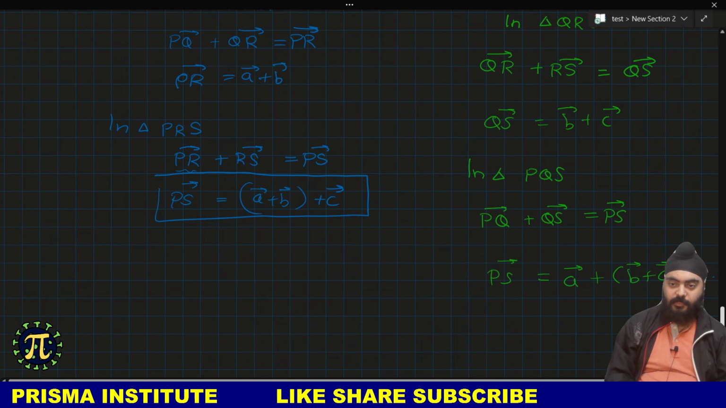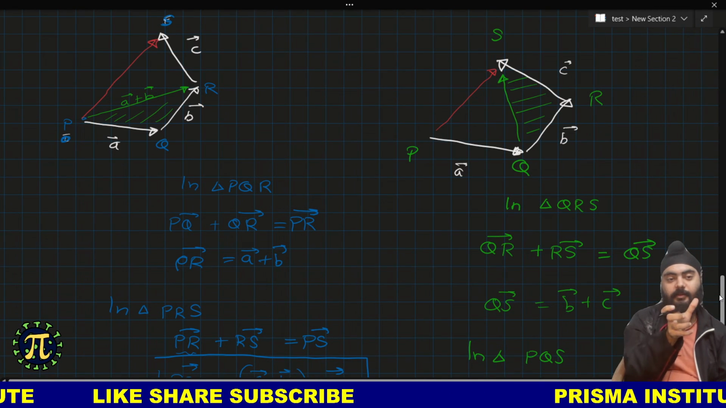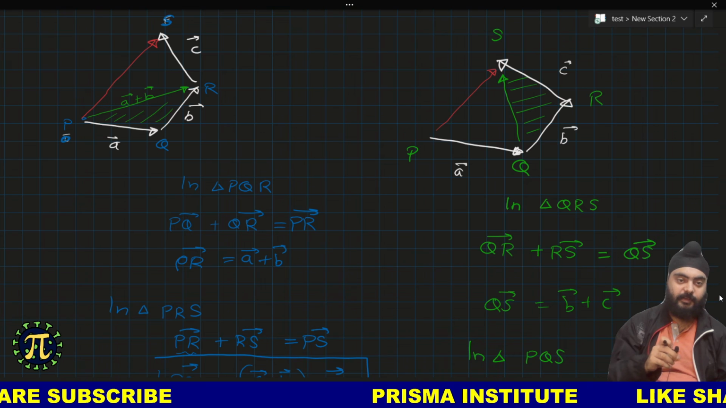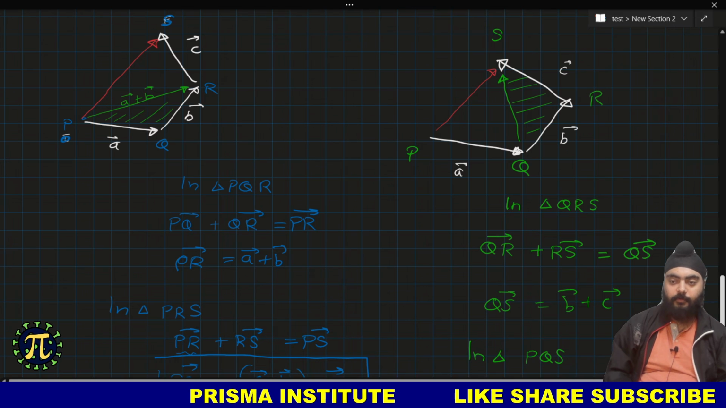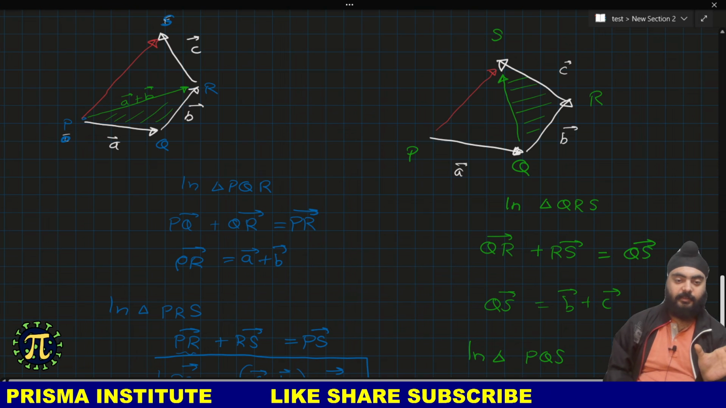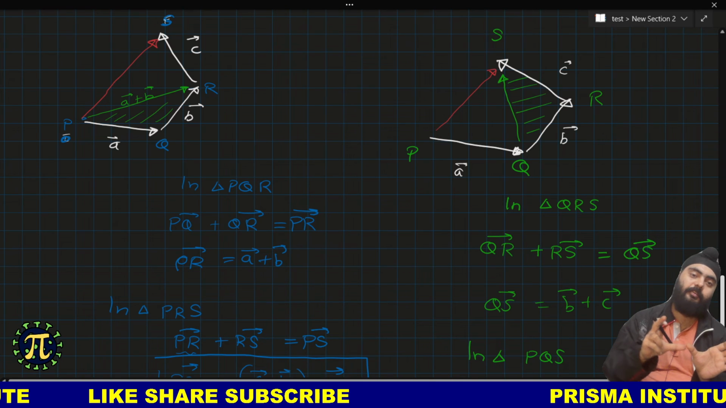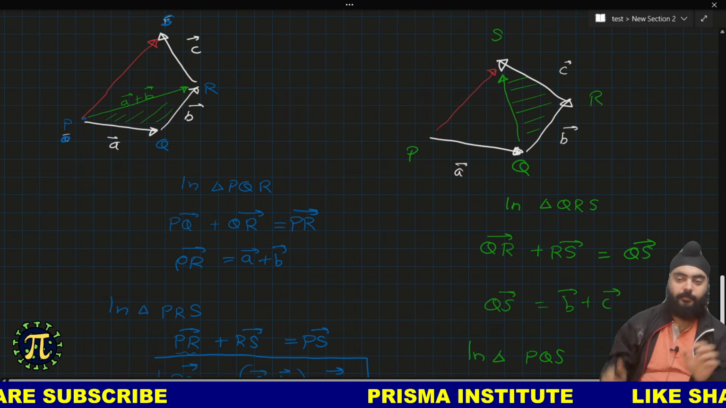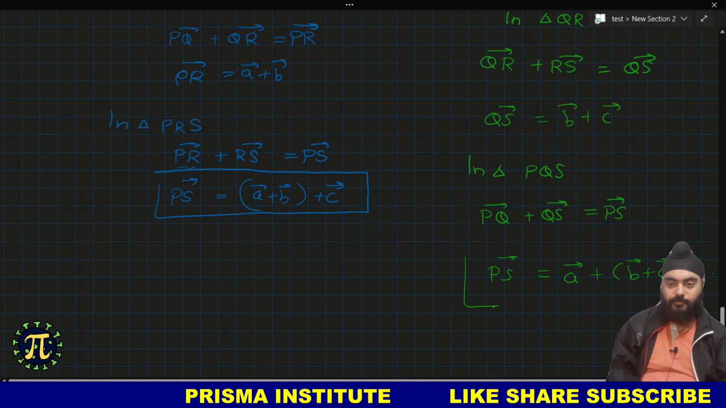And this proves our associative law. Also, if you keep putting the tail of the second vector on the head of the first vector, and so on, you can just join the initial and final point to find the sum of all the vectors. To find the sum, draw a vector, put the second vector's tail on the head of the first, and for a third one, where will you put its tail? On the head of the second vector. Then join the initial and final point to find the addition of all the vectors. And we have also proved the associative property.